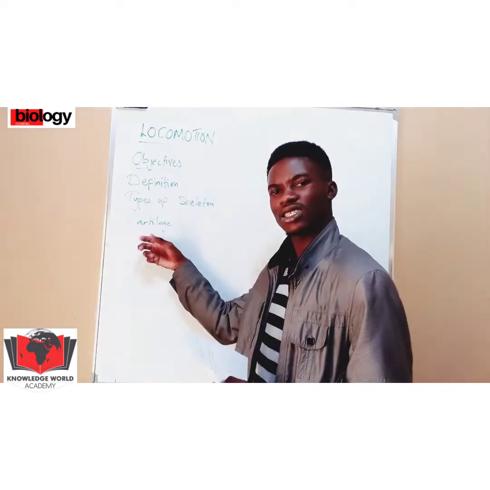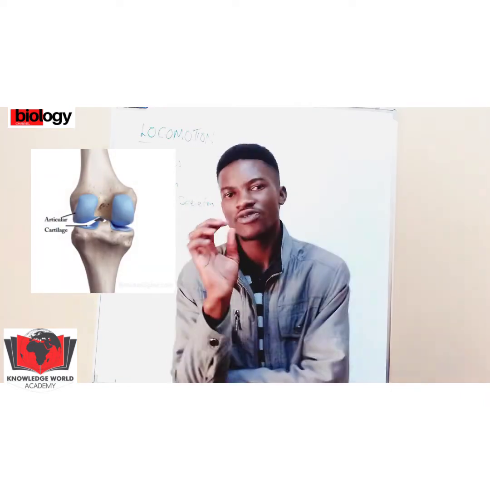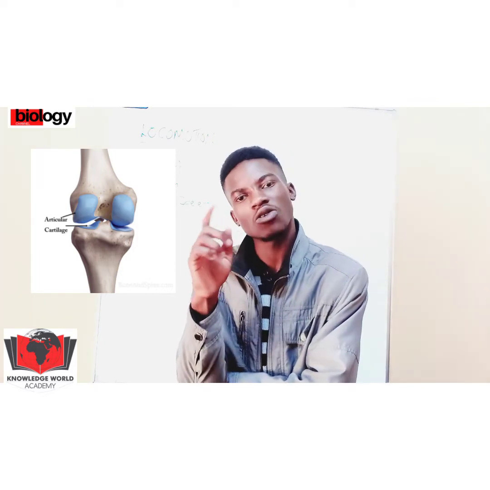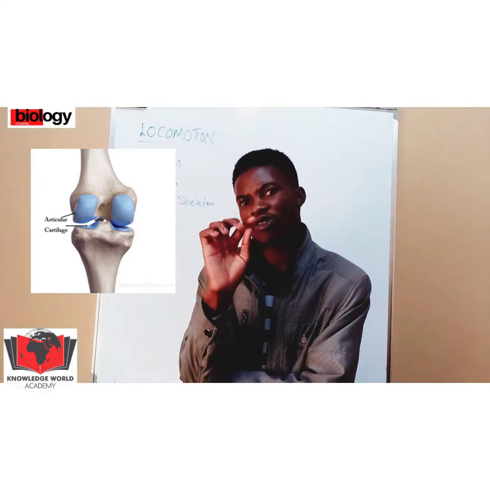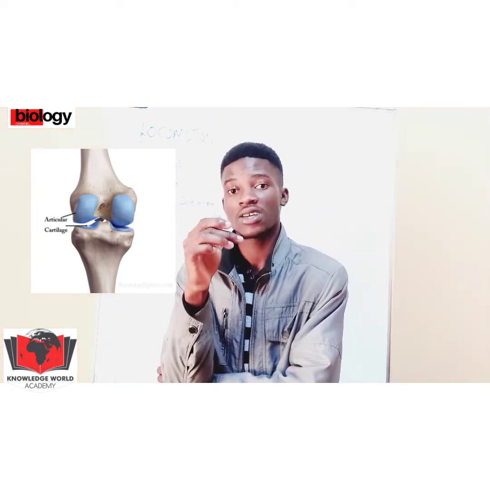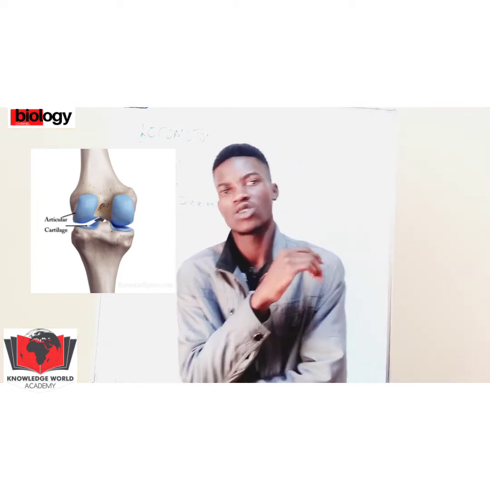Now, what is this cartilage? I'm sure you've tasted it, you've seen this cartilage, because when you're eating your chicken, at the end of the bone, you're going to find something that is white. That thing is called cartilage. Okay. Now, let's look at the definition of cartilage.